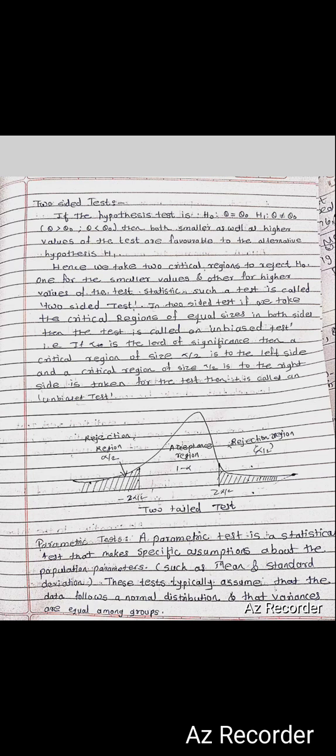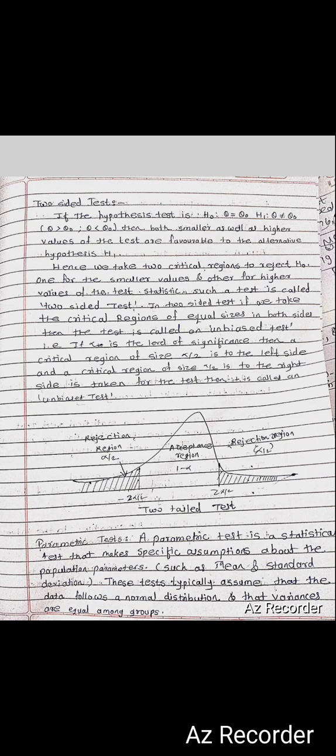In a two-sided test, we take critical regions of equal size on both sides, and the test is called an unbiased test. If alpha is the level of significance, then a critical region of size alpha by 2 is taken on the left hand side and alpha by 2 on the right hand side. This is called an unbiased test. As we see in the diagram, there are two types of hypothesis, theta greater than theta naught and less than theta naught, so there are two critical regions or rejection regions, alpha by 2 each, and the middle region is the acceptance region, 1 minus alpha.